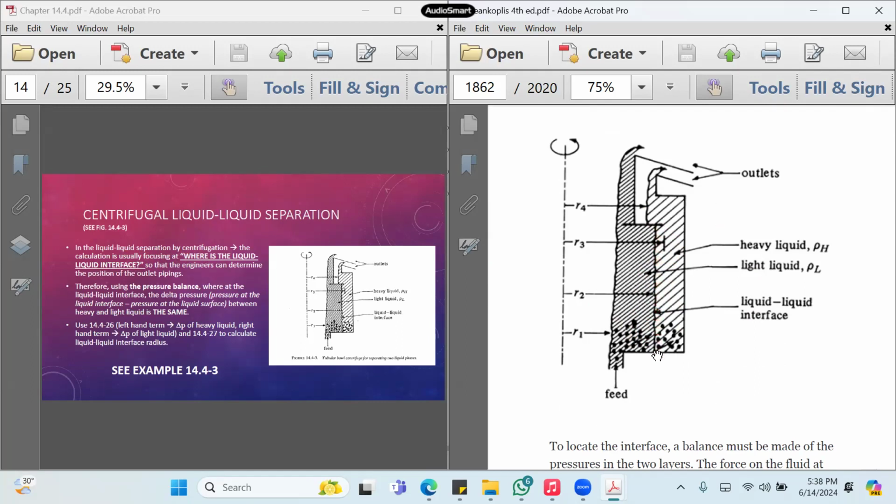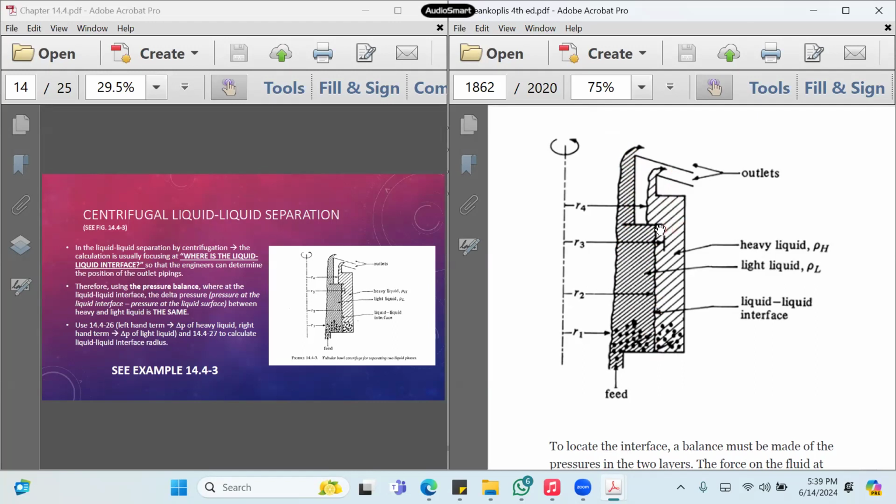Where is the liquid-liquid interface that we want to separate? That's the most common question from the engineer. Why? Because the engineer needs to determine the position of the outlet piping. Let's say if the interface is here, then the engineer knows I have to put the outlet piping for the lighter liquid on the inner side here, and for the heavy liquid here.